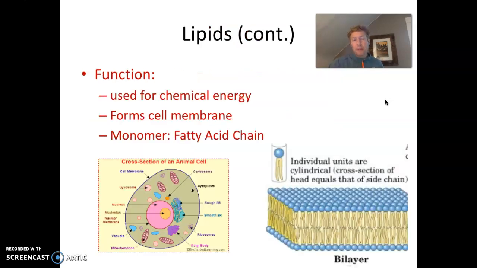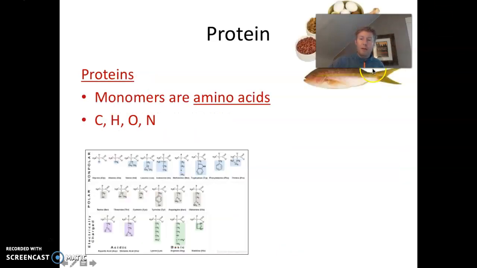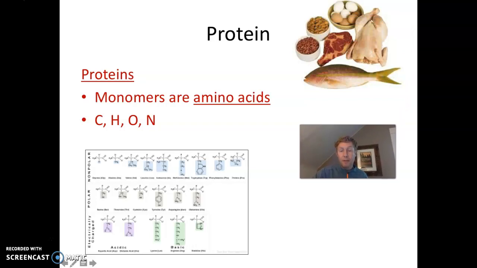The function of lipids: we use them for chemical energy. They form our cell membranes. The monomer is a fatty acid chain, which we'll get into a little bit more. When you do your specific readings, you'll learn more about that. All right, so we've talked about carbohydrates. We've talked about lipids.